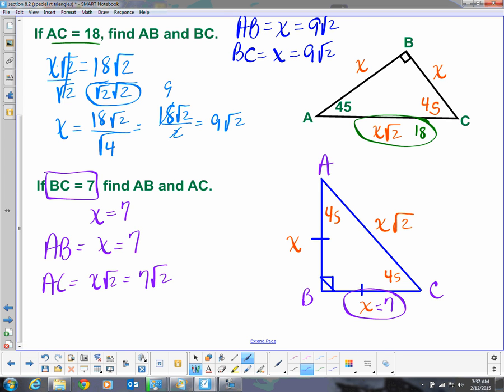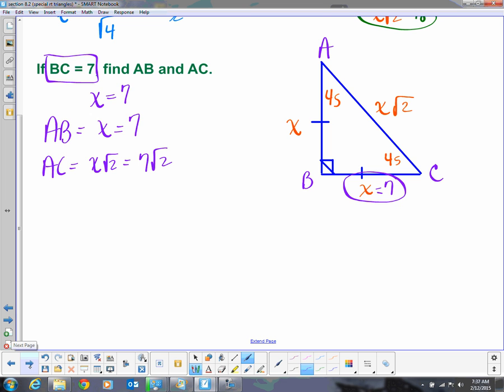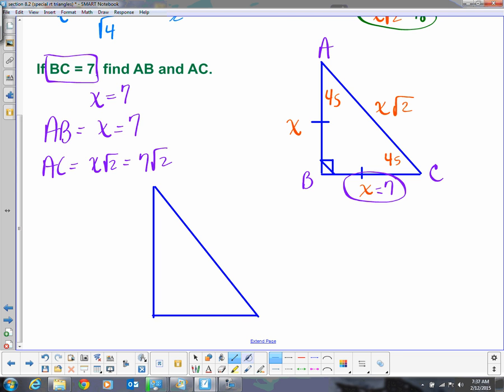You like this one better? But you have to know them both. Let's go back to the 30, 60, 90 for a minute. Let's go back. 30, 60, 90. What's opposite 30? What's opposite 60? What's opposite 90?